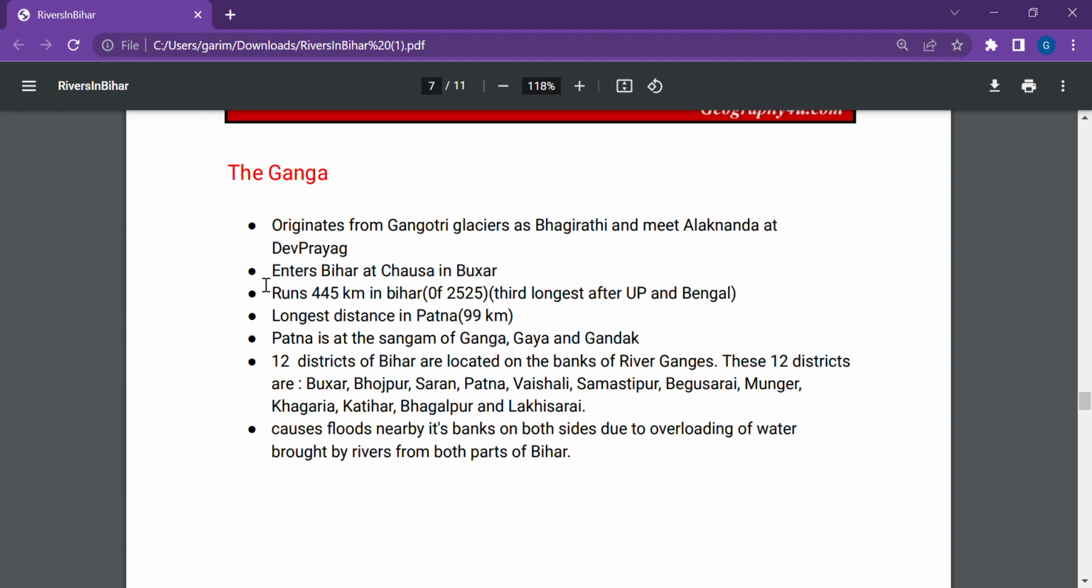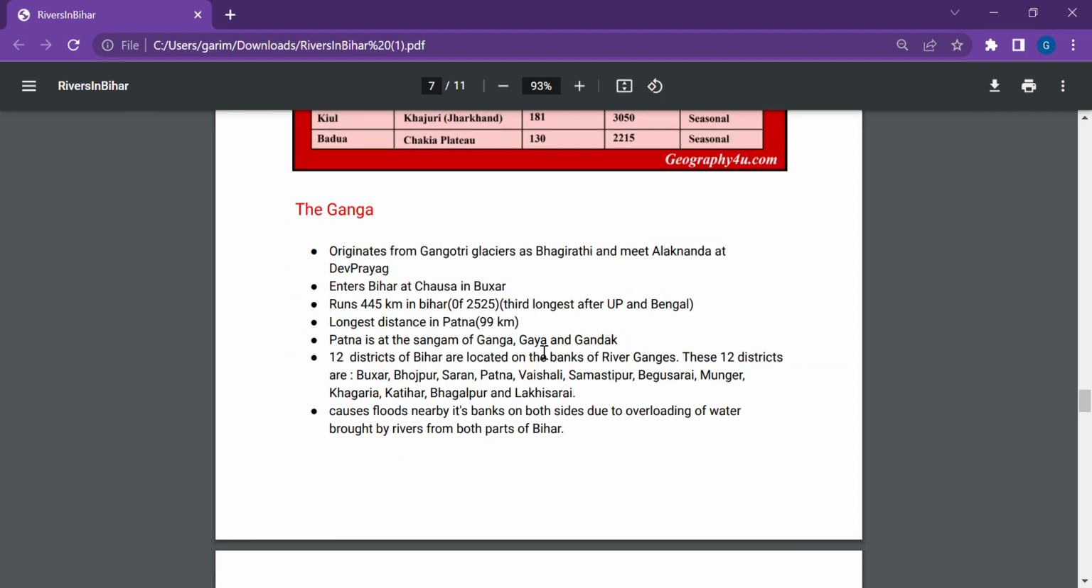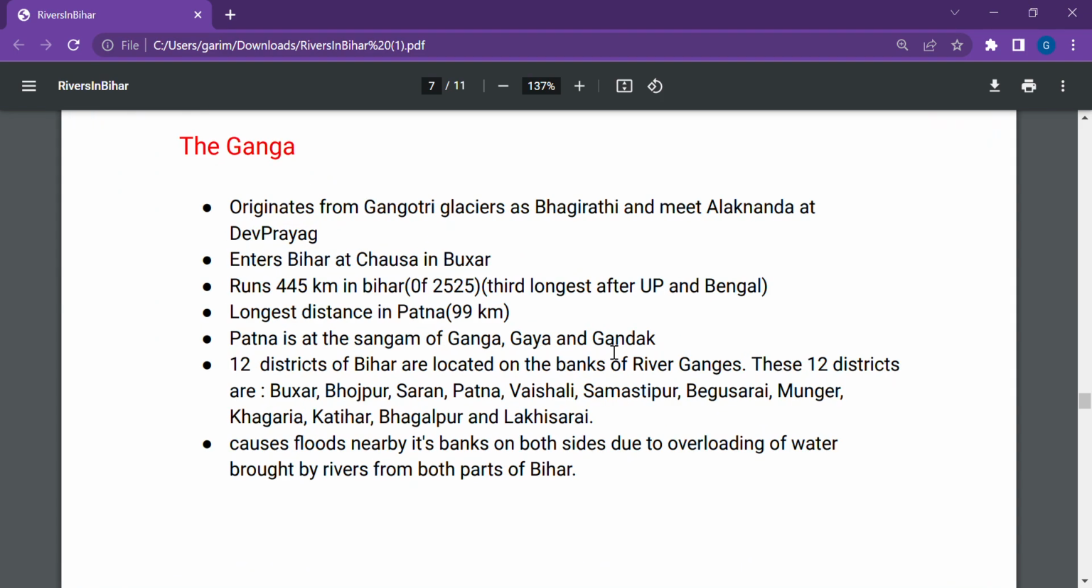Ganga runs 445 km in Bihar out of 2525 km, which is the length of river Ganga, and this is the third longest after UP and Bengal. Out of this 445 kilometers, Ganga runs 99 kilometers alone in Patna, which is a good distance. Patna is at the Sangam of three rivers, Ganga, Ghaghra. I have written something wrong there, this is a misprint. This is the Ghaghra river. And the third one is Gandak river.